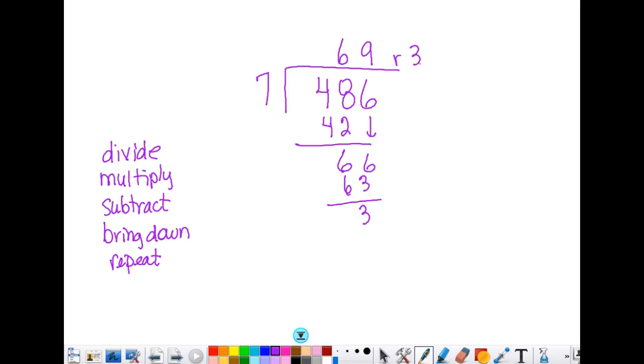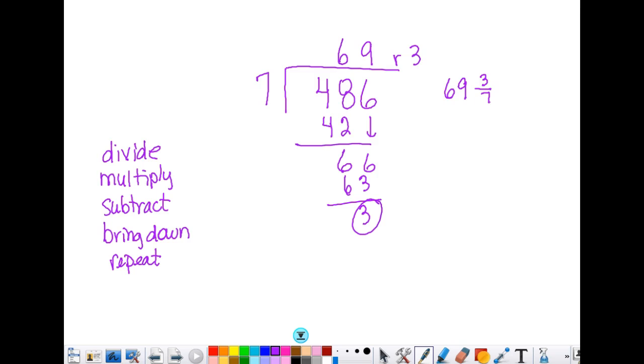When you first started learning to divide, you would write it like that, remainder 3. And then eventually your teachers taught you that it's really a fraction. It's whatever your remainder is divided by your divisor: 3 divided by 7, 3 over 7. So we have the steps over here: divide, multiply, subtract, bring down, and repeat.